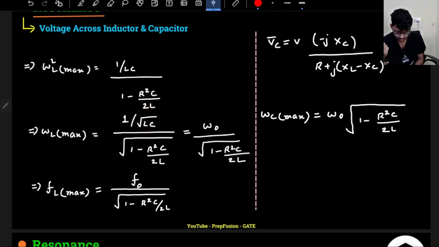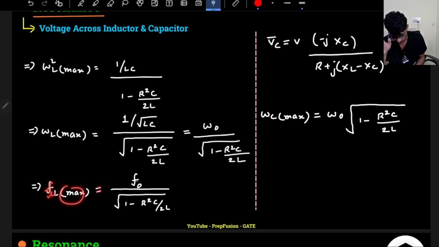So I can write the frequency at which the inductor voltage is maximum in terms of omega naught. So this is omega naught divided by under root 1 minus R square C divided by 2L. That's it. And this is F L max.